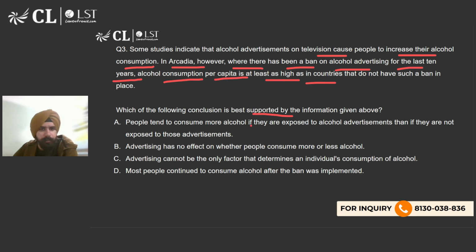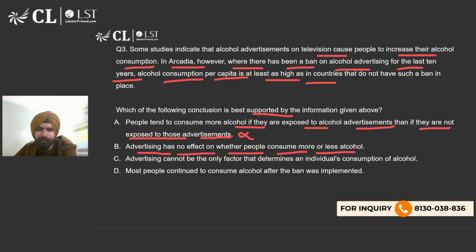A says people tend to consume more alcohol if they are exposed to alcohol advertisements than if they are not exposed. No, not really. We cannot conclude that. In fact, the facts do not align with that as well. In fact, it says quite the opposite. So, wrong answer.